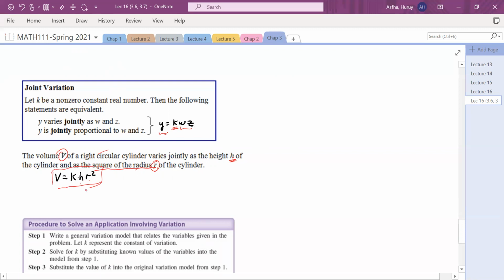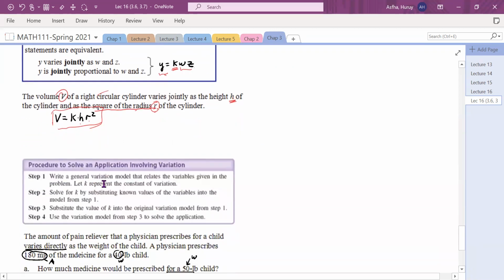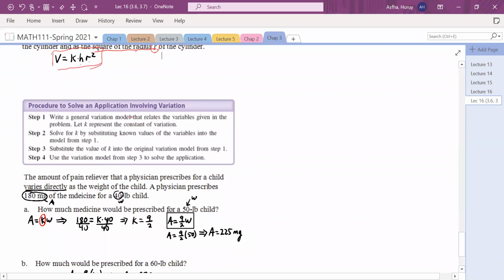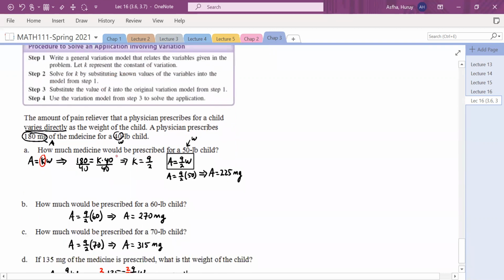So to solve an application involving such variations, what we do is we write the general variation model that relates the variables given in the problem. And assuming k is the constant of variation, we include it in the mathematical expression. Then we solve for k by substituting known values of the variables into the model from step 1, and then substitute the value of k into the original variation model from step 1 again, and use the variation model from step 3 to solve the application. So let's look at this example, and we follow the steps.